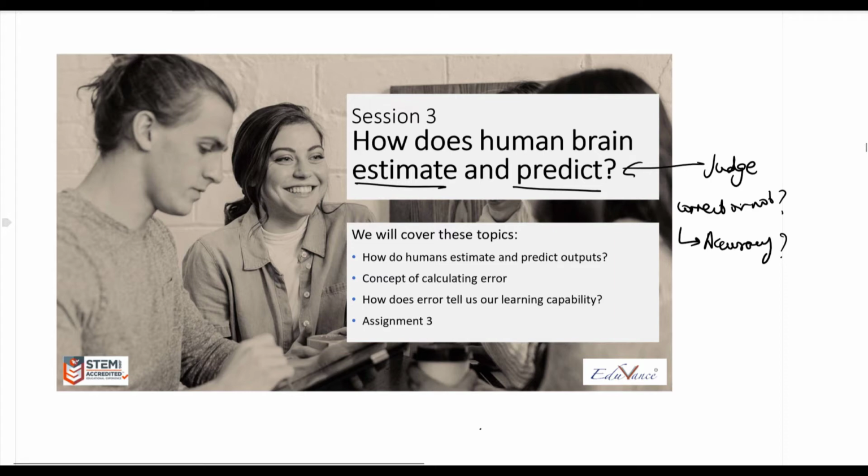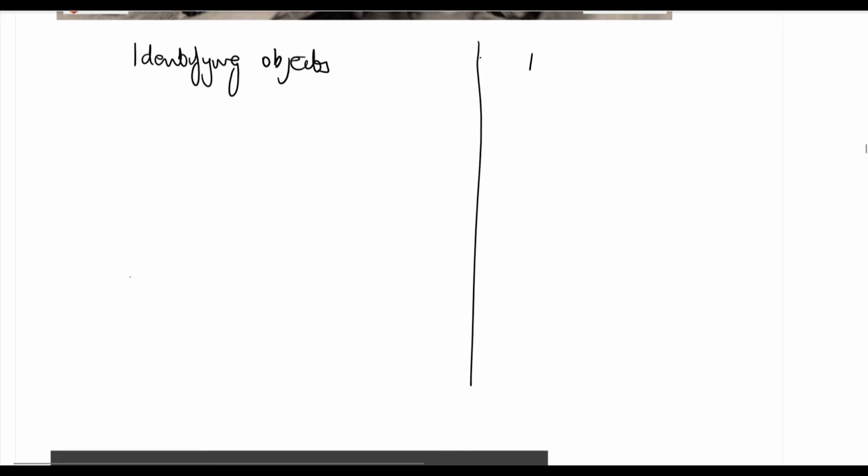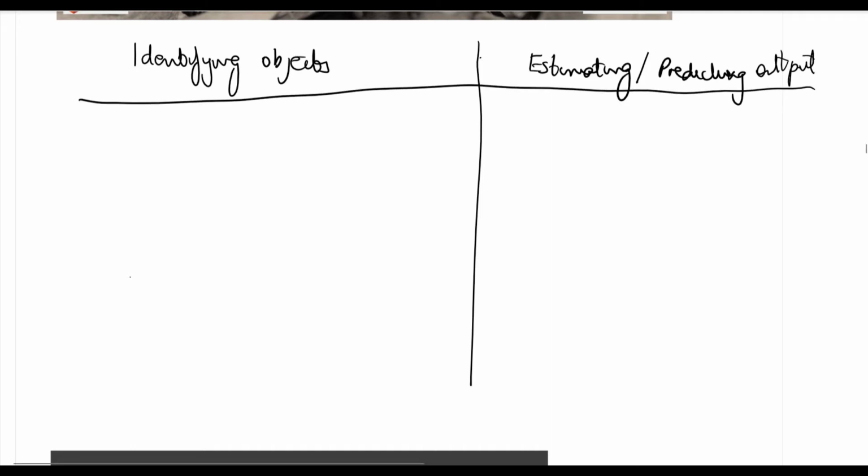Before we start with our process to understand how humans estimate and predict output, we will first understand the fundamental difference between identifying objects and estimating / predicting an output. We need to understand the difference between these two situations. So in today's lecture, I will discuss the differences between these two. And in the next lecture, we will start with the details of understanding how a human estimates or predicts.